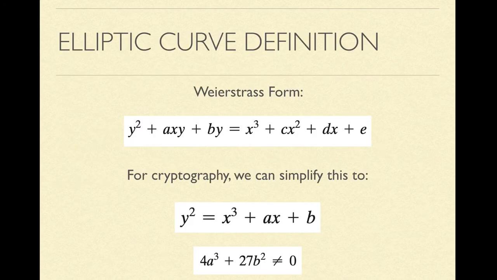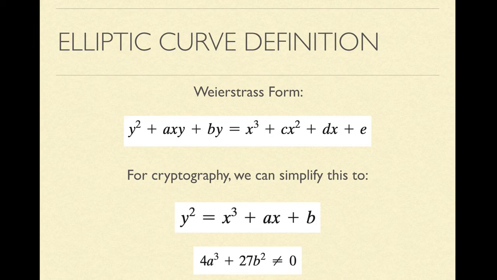So first we're going to define what an elliptic curve is. An elliptic curve is an equation of two variables, x and y, and it has the following form. This is called Weierstrass form, where y squared plus axy plus by equals x cubed plus cx squared plus dx plus e. For cryptography, we can simplify this down to y squared equals x cubed plus ax plus b.